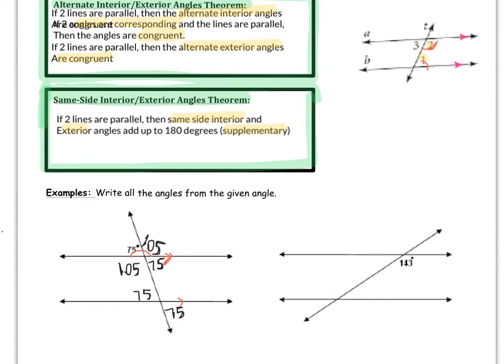And I'm just going to keep going in my pattern. This is 105 because of alternate interior angles being congruent, and this is 105.